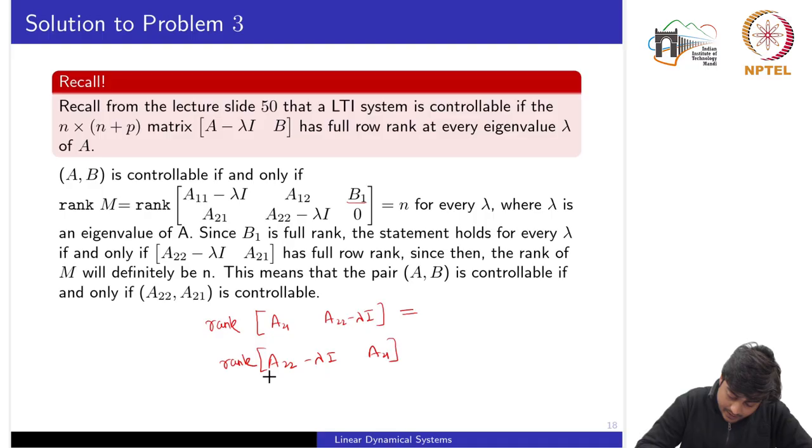Now if you see the similarity between this rank condition and this rank condition, it says that if this A22 and A21 pair is controllable in the sense of the PBH test, then we could say the rank of this overall matrix would definitely be equal to m, right? So this becomes the necessary and sufficient condition for the controllability of the given A, B matrices if and only if this A22, A21 pair is controllable. Okay.